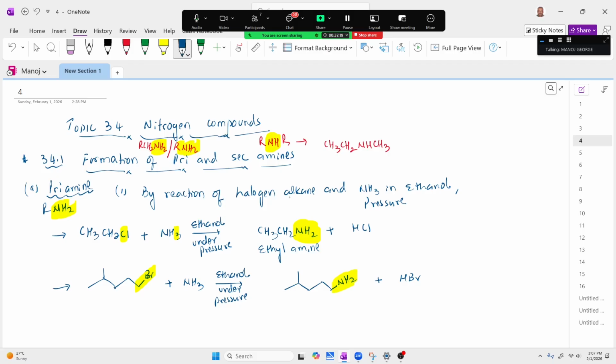Everything is okay? Let me know if I can just type R for ready, if I can go to my next page. If you have any questions, let me know. So any halogenoalkane, I can react with ammonia and I can get my primary amine. Now let's have a look at how do I get my secondary amine.